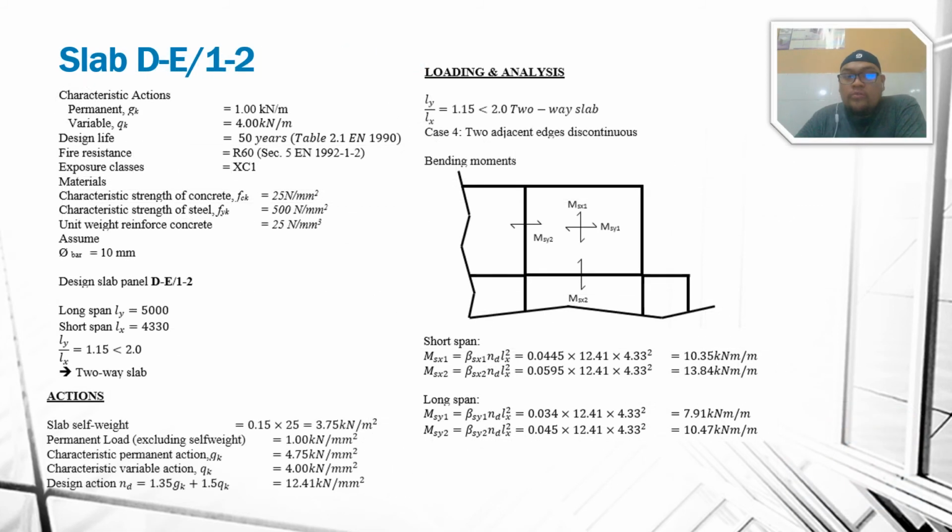We continue with slab DE12. As you can see, my slab is a two-way slab, so I got a short span and long span, and it is case 4, which is two adjacent edges discontinuous. So I got the Mx1 at midspan, Mx2 at the edges or at the support, and I calculate between that.